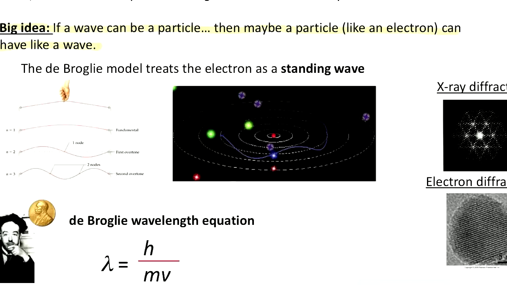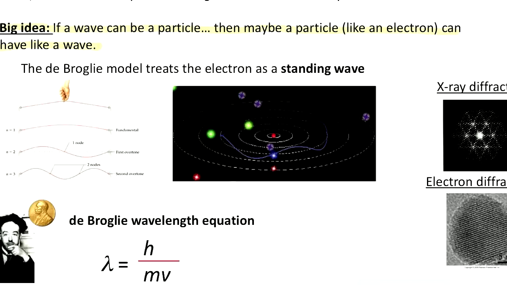Let me just recap. We talked about light. We talked about light acting like a wave. We have the wave properties of light, wavelength and frequency. Then we talked about light acting like a photon, like in the photoelectric effect. We could calculate the energy of a photon, right? So we talked about light earlier in the chapter behaving like both a wave and a particle.